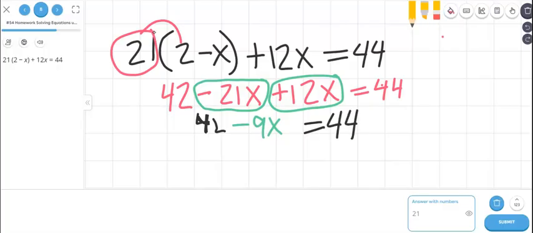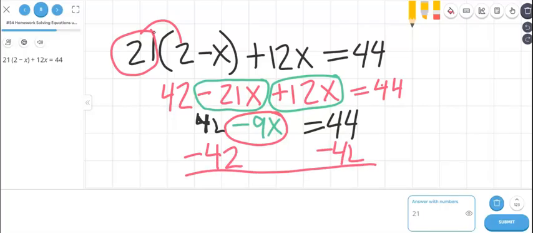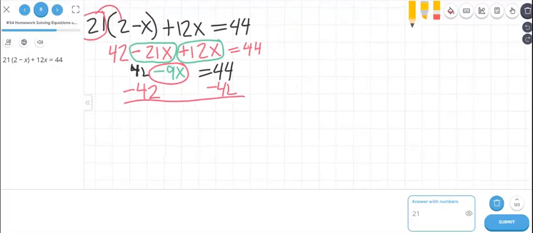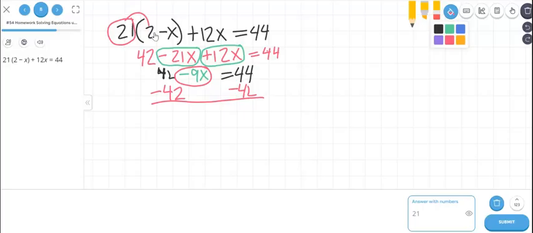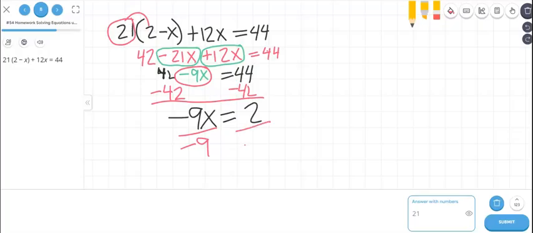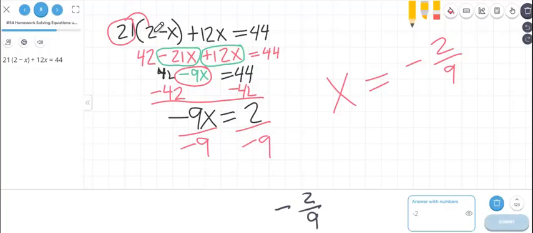So we need to go ahead and get rid of the 42 because this is our variable term. So minus 42, minus 42. So that's going to leave me with negative 9x equals 2. And we're going to have to divide both sides by negative 9. So x equals negative 2 over 9. So negative 2 over 9.